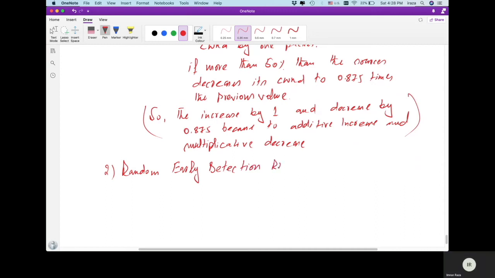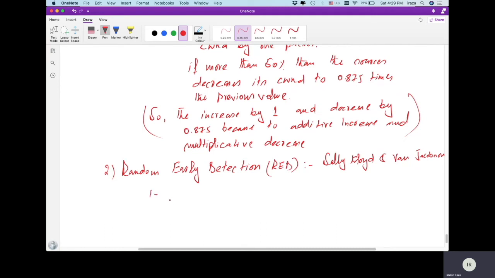RED. RED was proposed by Sally Floyd and Van Jacobson. Okay, this random early detection differs from DECbit in two major ways.